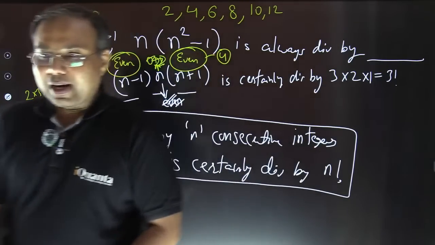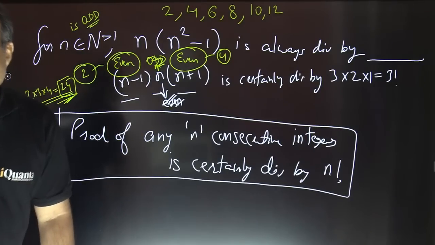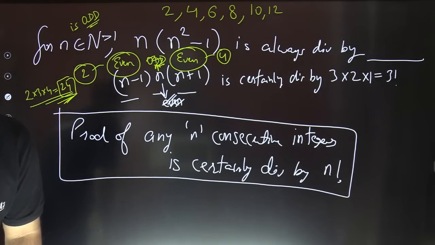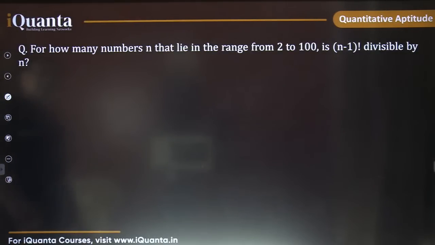Okay, I'm moving forward now. So enough discussion. So we are solving questions side by side. We are trying to understand the logics also. Okay, let's quickly move to the next part. We want to cover a lot more things. Okay, now for how many numbers n that lie in the range 2 to 100 is n minus 1 factorial divisible by n? Please answer this now.